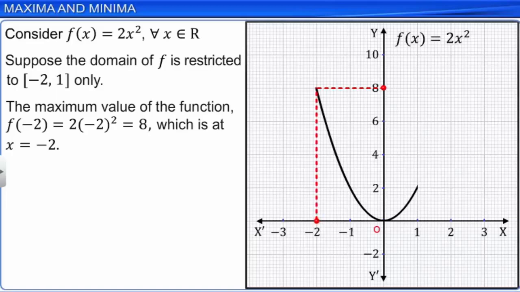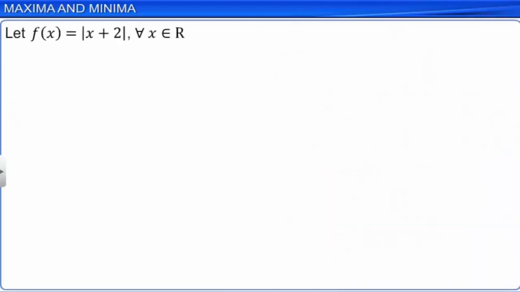Let us consider another example. Let f(x) = |x + 2| be a function defined for all x belonging to the set of real numbers. Let us find the maximum and minimum values, if any, of this function.